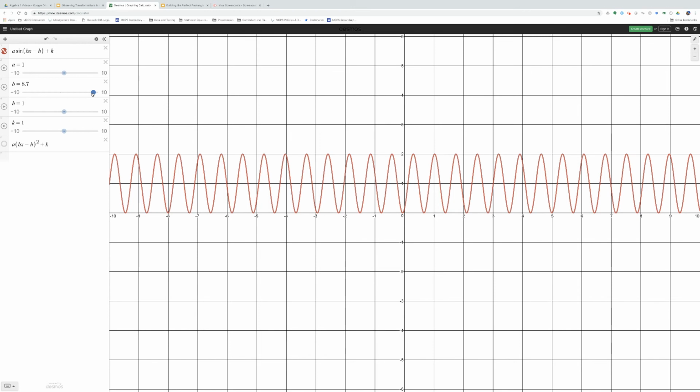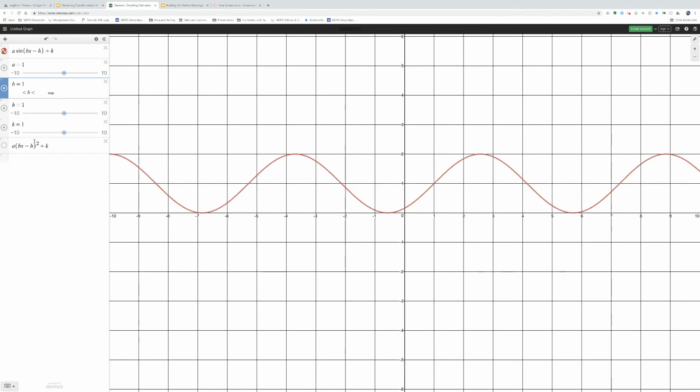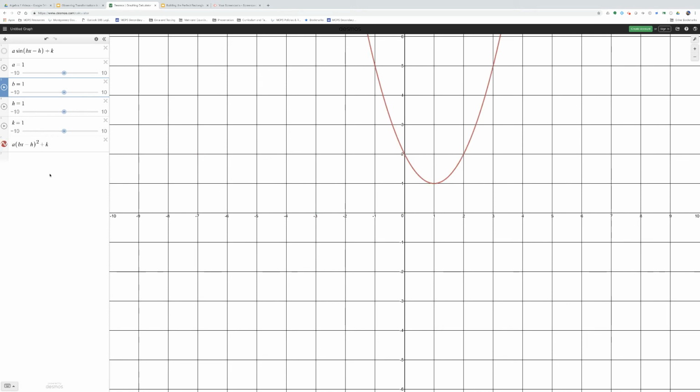So when we talk about a and b, we want students to be precise, and we want them to recognize that a, in the case of sine, is only changing the amplitude. And so it's increasing only in the vertical direction, whereas b is changing things in the horizontal direction. Let's go ahead and change this back to 1. Let's turn off our sine wave. Let's turn on our quadratic. We now have a sound foundation for exploring the transformations of quadratics.